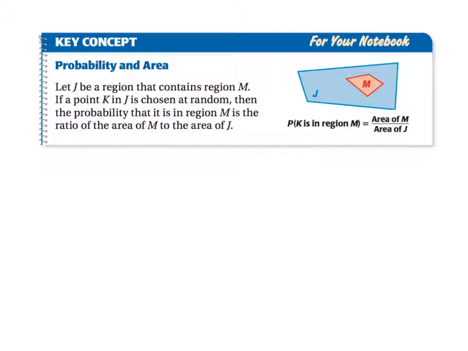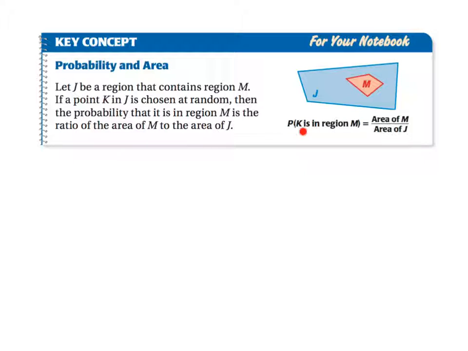Next, let's combine the idea behind probability with that of area. So it states, let J be a region that contains region M. So we have the blue area, J, that has the red M area inside of it. If a point K in J is chosen at random, then the probability that it is in region M is the ratio, so the fraction, of the area of M to the area of J.